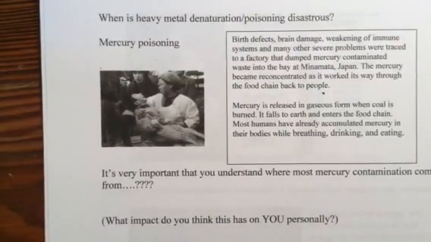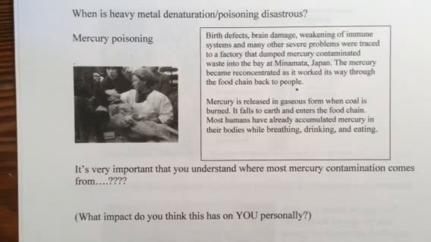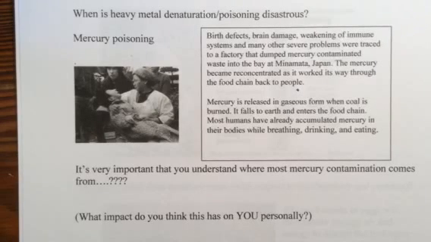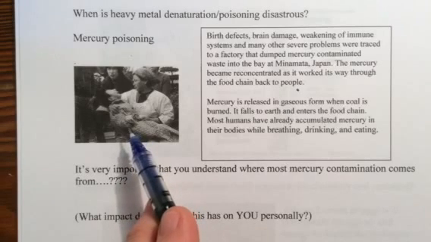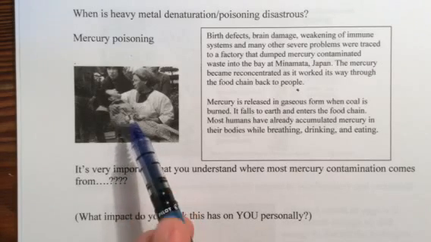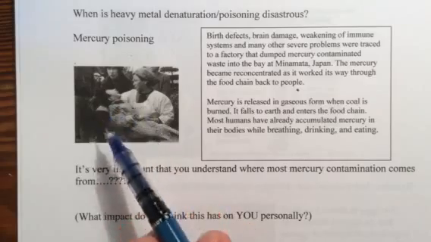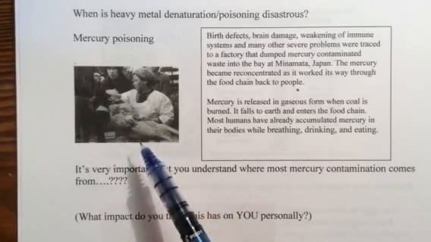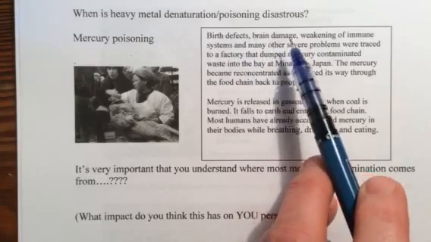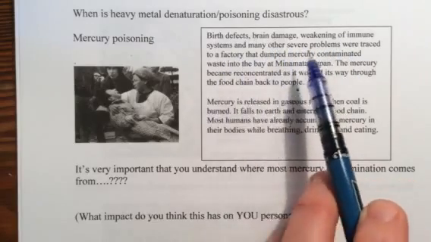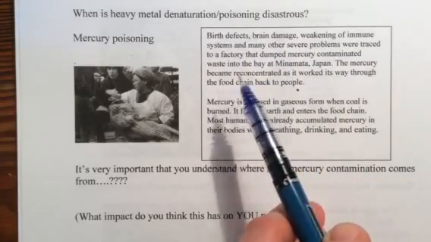Most of the time when we think of heavy metal denaturing, though, we think about it as being poisonous. An example of this is mercury. Okay, so you can see in this picture that clearly this individual has been incapacitated in a major way. Mercury poisoning leads to birth defects, brain damage, weakening of immune systems, and many, many severe problems.